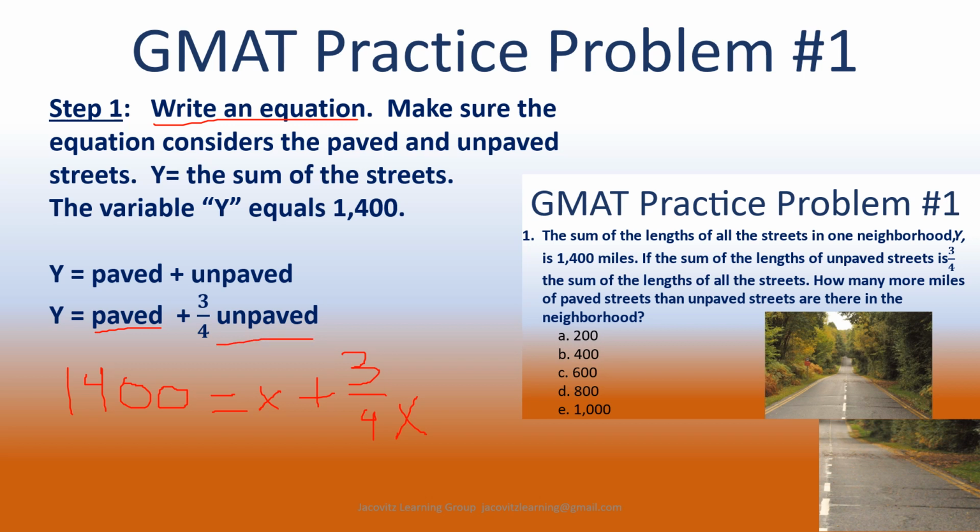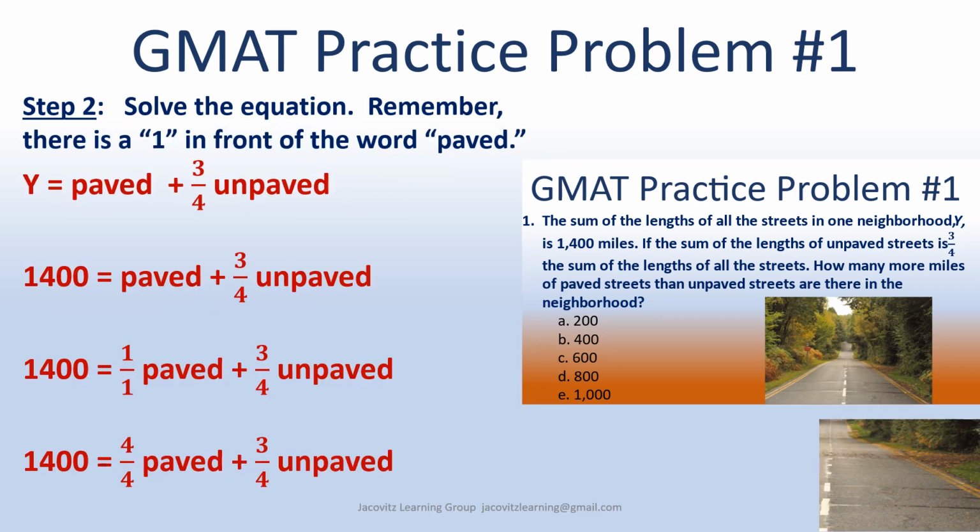Now your mind should see this question a little more clearly. So here it is again. Solve the equation: 1,400 equals paved plus 3/4 unpaved. You always have to notice that in front of this is automatically a 1. If I wrote 1 paved, that would be okay, but I wrote 1/1, which is the same as 1, because you have to do a fraction. So you have 1/1 plus 3/4.